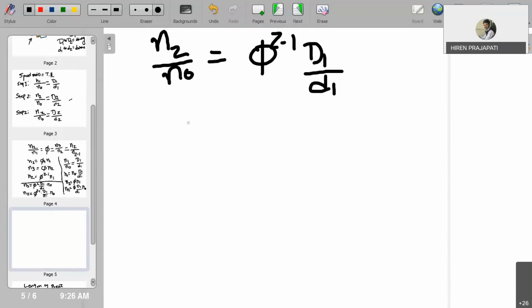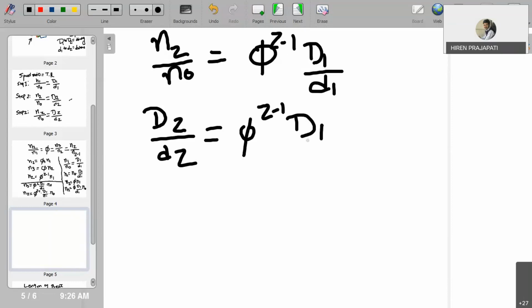Then this I can write in terms of pulley diameter. Nz by n0 is what? I can write this Dz by small dz is equal to phi^(z-1) into D1 by small d1. Is it fine? So this speed ratio is written in terms of pulley diameter ratios, right?